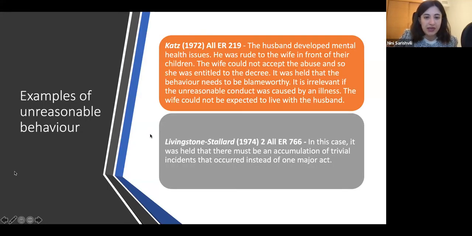Examples of unreasonable behavior from different cases. Katz's case: the husband developed mental health issues. He was rude to the wife in front of their children. The wife couldn't accept the abusive behavior, and she got a divorce. Livingstone versus Talbot: in this case, it was held that there must be an accumulation of trivial incidents instead of one major act. So if it happens only once, you may not be able to get a divorce. It has to happen on various occasions.